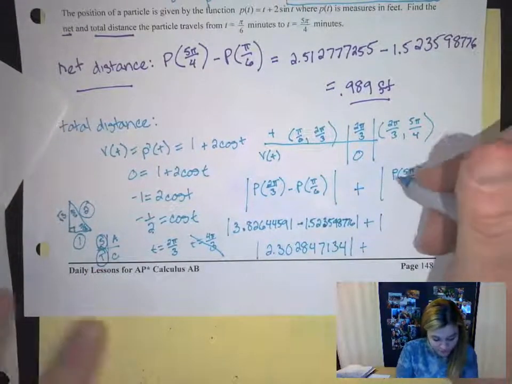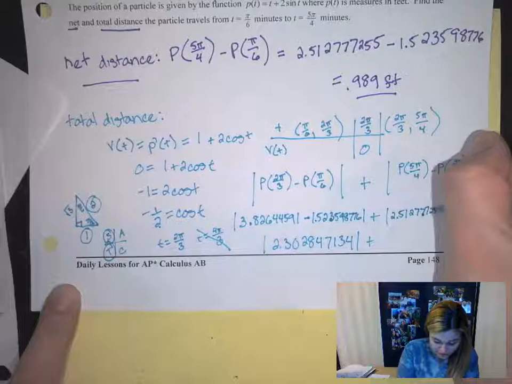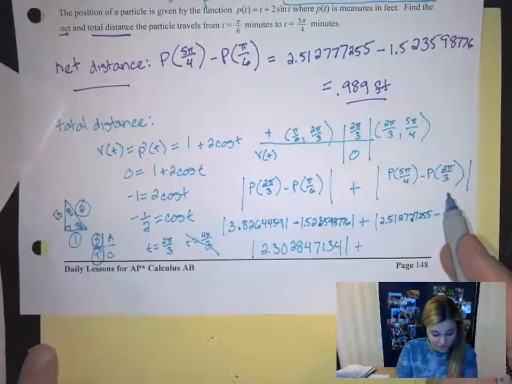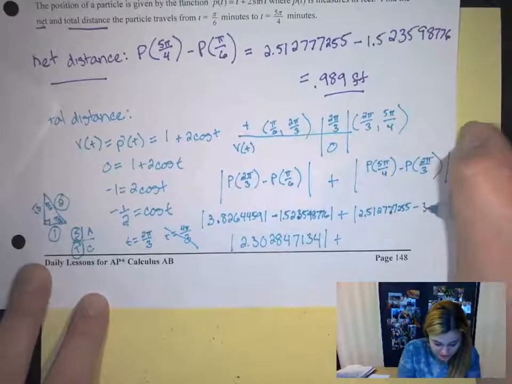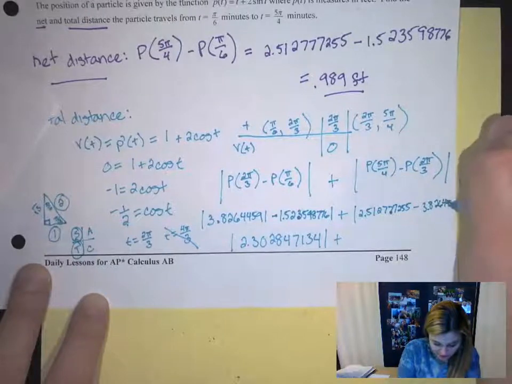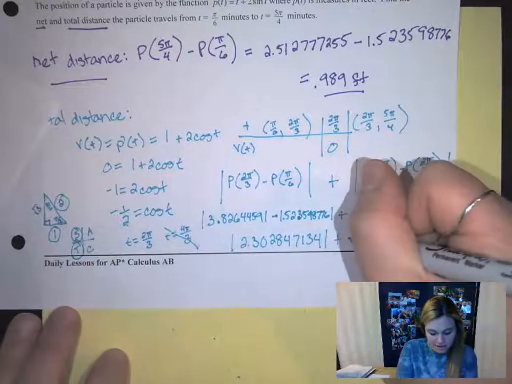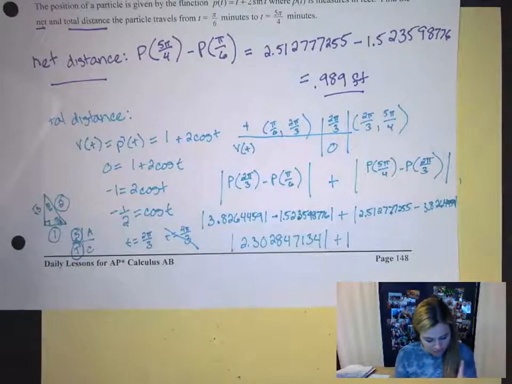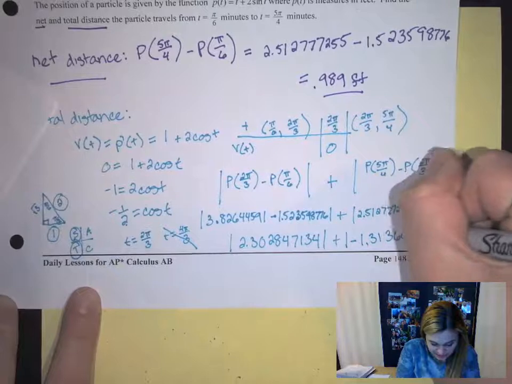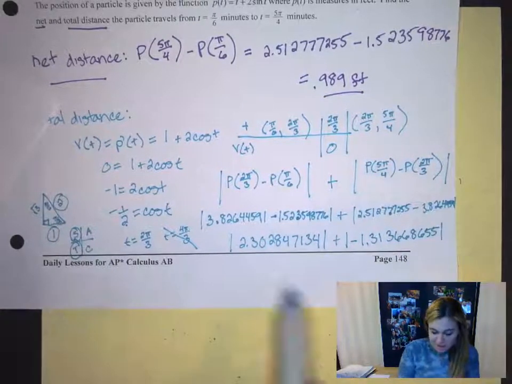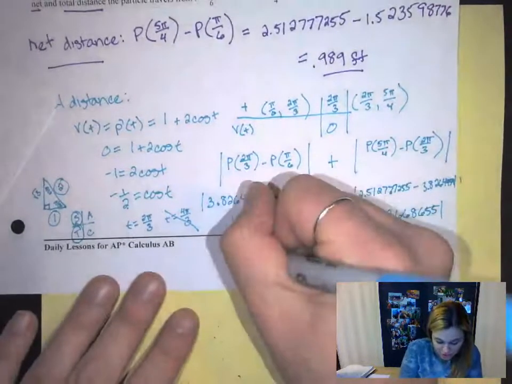P of 5 pi over 4 is 2.512777255, minus the position at 2 pi over 3, which is 3.8264459. I just want to show you these things in case you get stuck somewhere, so then you know where to look back. I'm hoping you're not actually listening to every part of this, because you probably fell asleep by now. This is negative 1.313668655. And so I've got this positive and this negative, but I'm taking the absolute value, so I'm adding them together.